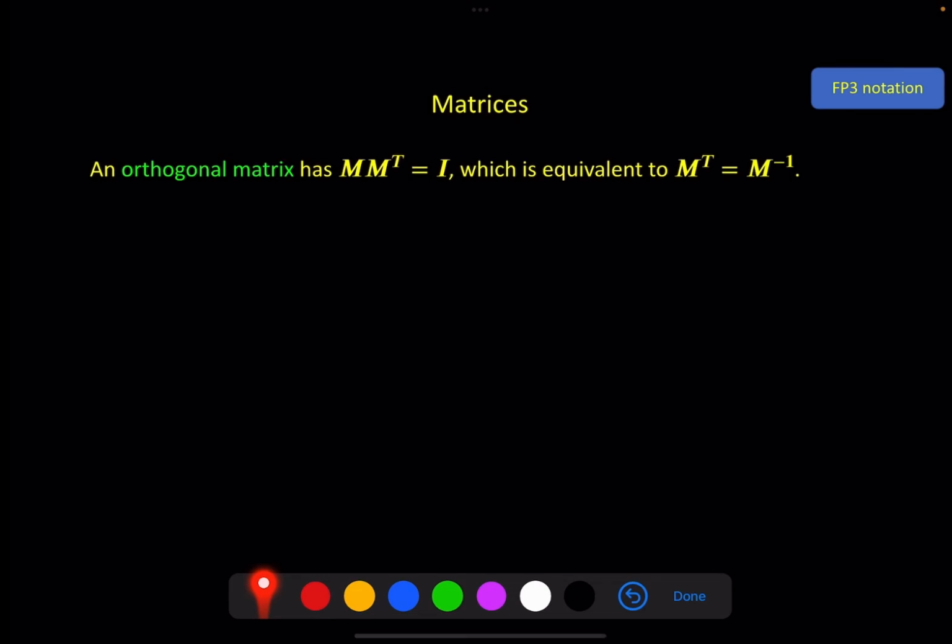We also need to know this thing called an orthogonal matrix. Now, an orthogonal matrix is one in which the matrix times by its own transpose gives you the identity matrix. And you know that a matrix times its own inverse always gives you the identity matrix. So that's the same as this statement, that an orthogonal matrix is one where its transpose is the same as its inverse. So if this is true, then this is true. If this is true, then this is true. And if either of these are true, then it is an orthogonal matrix.